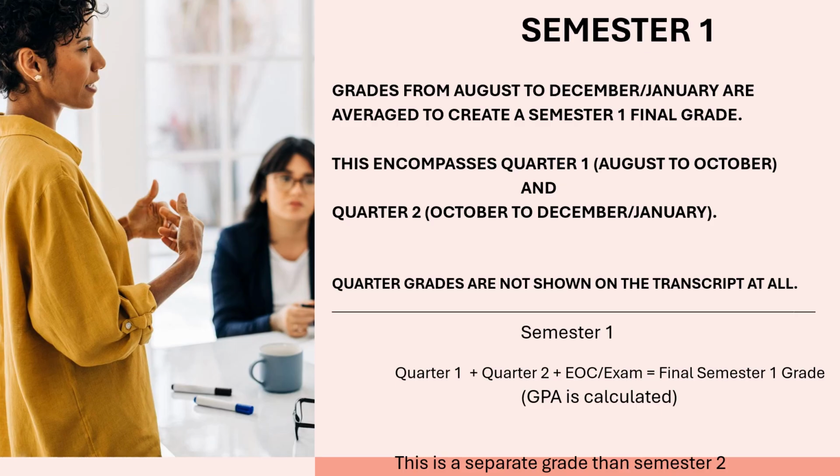It encompasses quarter 1, which is August to December, and quarter 2, which is October to December or January. The quarter grades are not shown on the transcript at all. So for semester 1, it's quarter 1 plus quarter 2 plus the end of course exam or the class exam to make a final semester 1 grade, and then the GPA is calculated. This is a separate grade than semester 2.